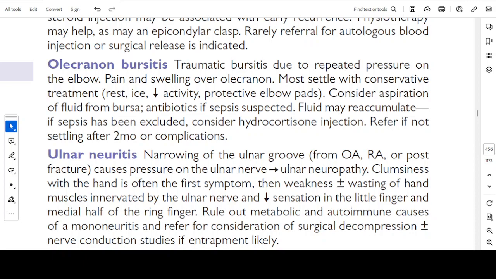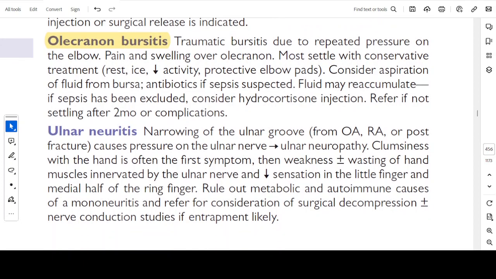Olecranon bursitis. It's a traumatic bursitis due to repeated pressure on the elbow. Pain or swelling over the olecranon. Most settle with conservative treatment. Rest, ice, activity protection, and elbow pads. Consider aspiration of the fluid from the bursa. Antibiotics if sepsis is suspected. Fluid may reaccumulate. If sepsis has been excluded, consider hydrocortisone injection. Refer if not settling after 2 months or complications.